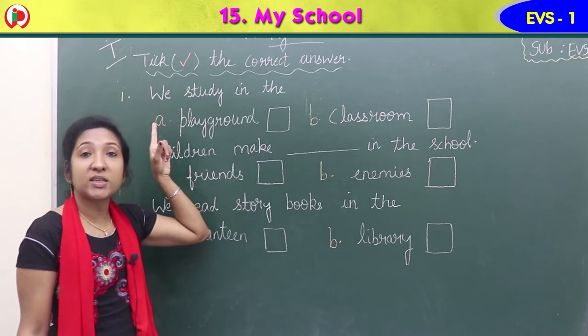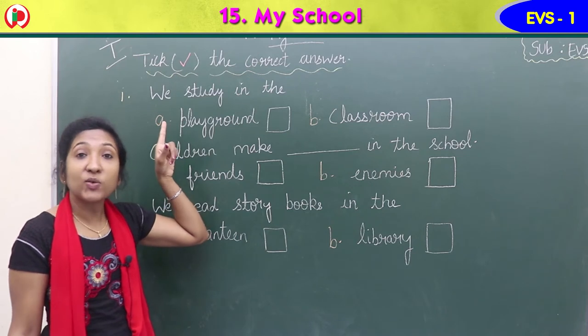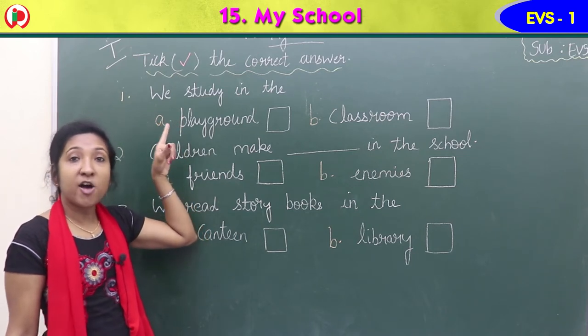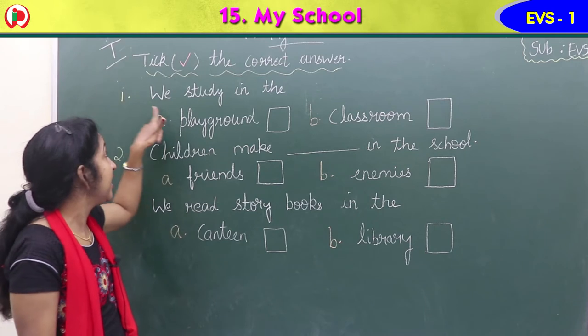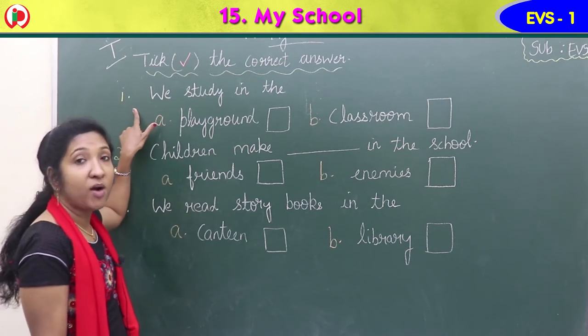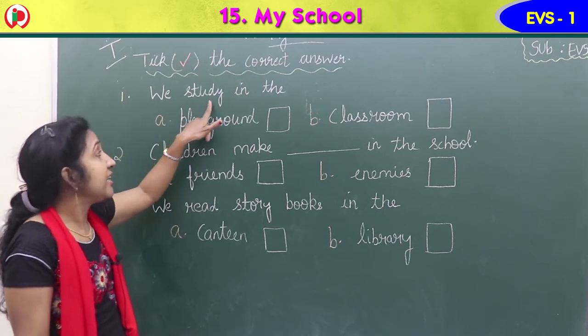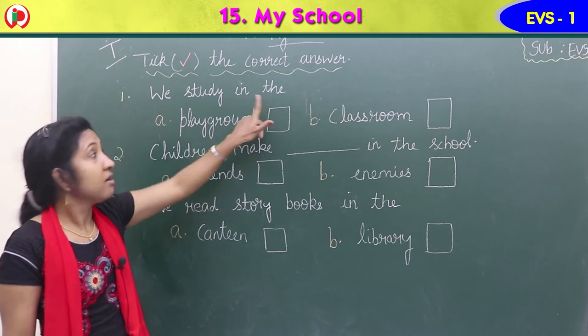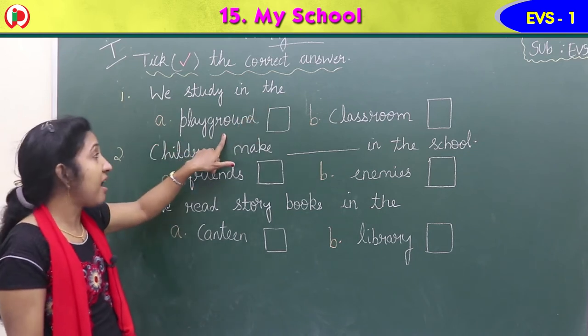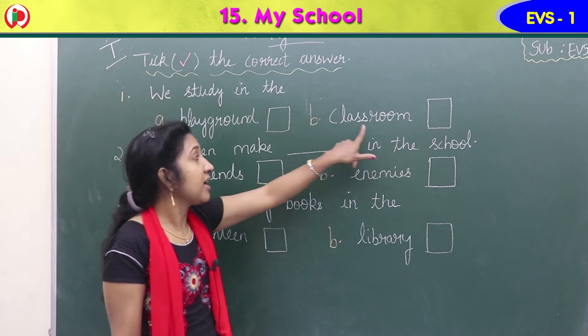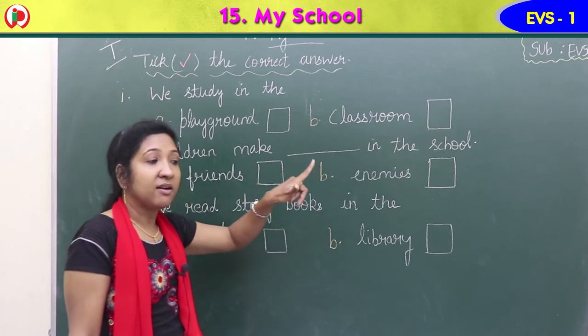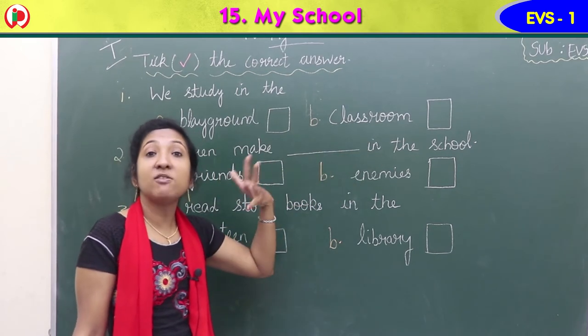Which is the first question, children? Can you read? Come on. Read the first question here. First question, number 1. We study in the option A, playground. Option B, classroom. Children, where will you study?